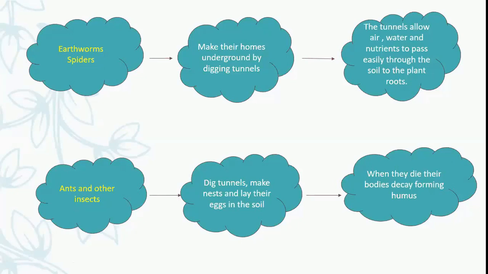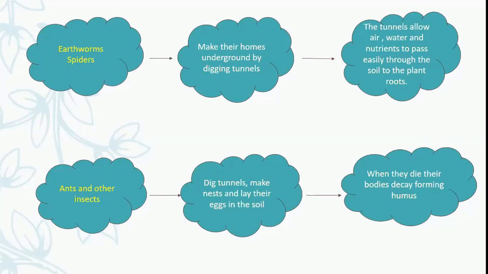Again, earthworms and spiders make tunnels in the soil. These tunnels are the homes, or the shelters, for earthworms and spiders. But they have another importance for the plants. Why? Because these tunnels allow air, water, and nutrients to pass easily through the soil to the plant roots.